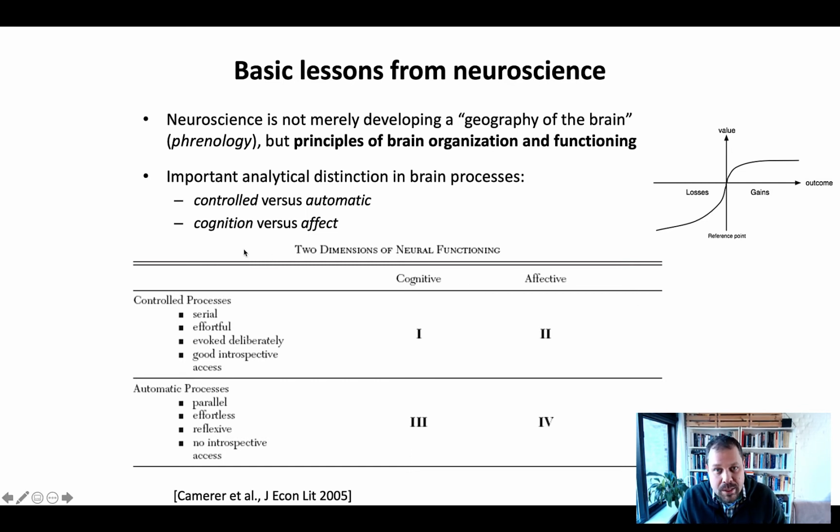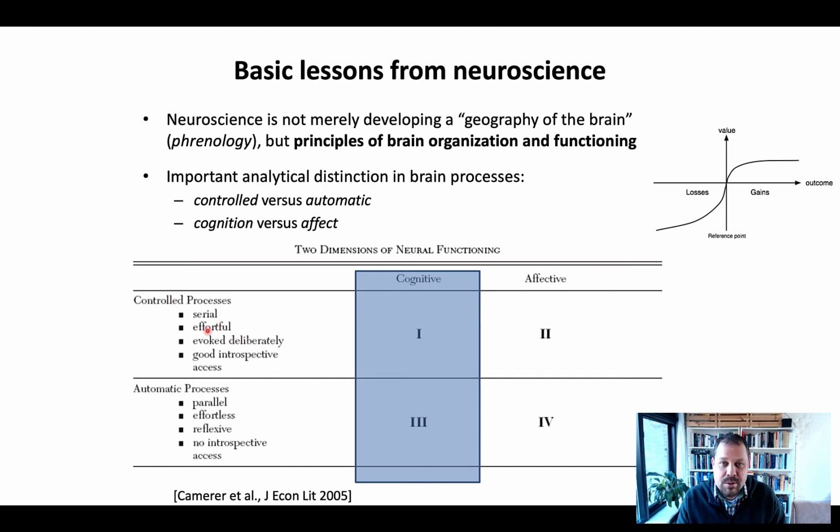Actually, it's a 2x2, so it has 4 cells. On the one hand, we have cognitive processes, and these can either be controlled, so we have effortful processes that are available to us consciously. We understand that something we're doing is effortful, and we can reflect on it. But we also have automatic processes. They are performed in parallel. We don't have to think about this.